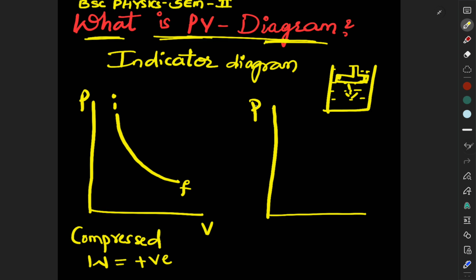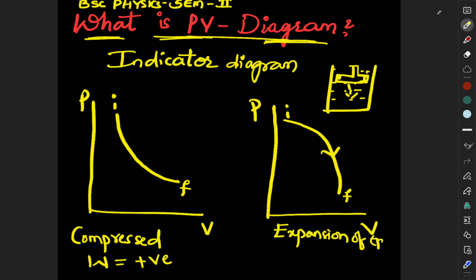Similarly, when the gas is expanded and we draw the indicator diagram, we can see that the gas is being expanded, and we can visualize it on the graph in this way. It was at the initial position I, and after expanding it will come to the final state F. Understood? Here the expansion of gas is happening. And what about the work done? Work done will be negative.